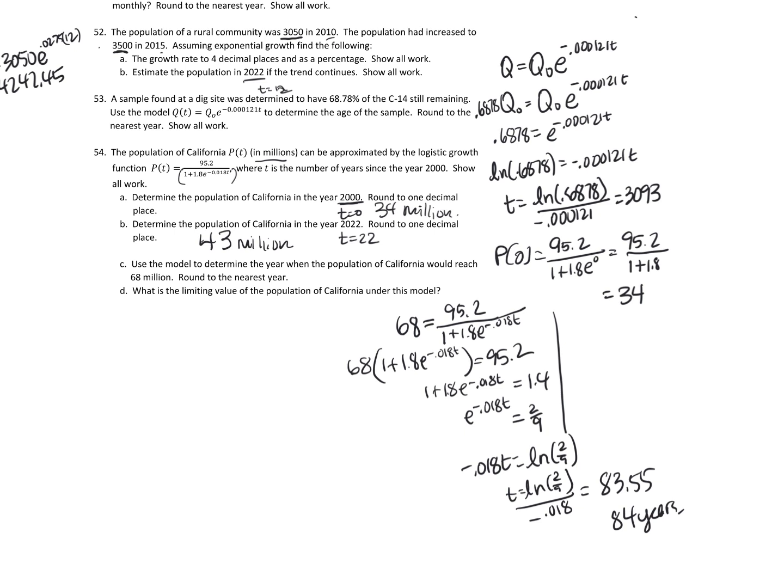What is the limiting value of the population of California under this model? So for these logistic type functions, the limiting value is always going to be this top number. So the limiting value is 95.2 million.